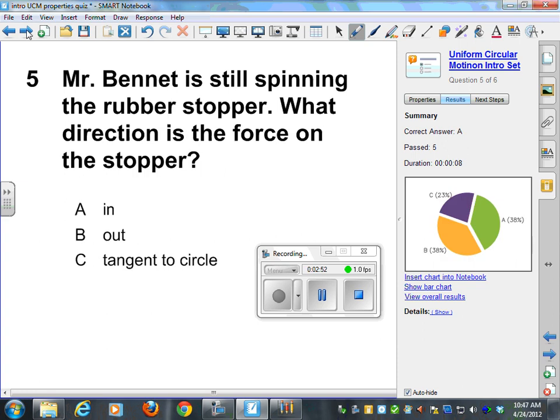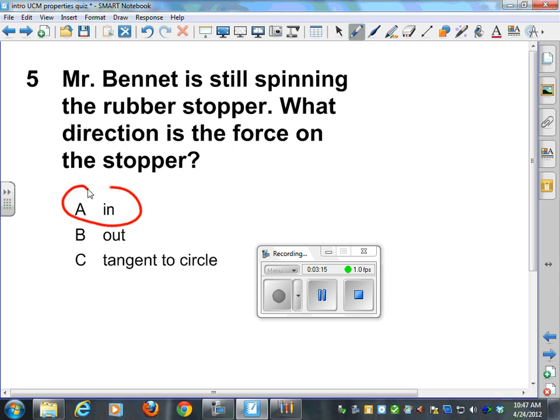Now, it's still spinning. If there is an acceleration, Zach, there must be a force. Newton says that forces cause accelerations, right? So if there is an acceleration, there must be a force. What direction is the force? Is it in, is it out, or tangent? Correct answer is A. It is in. The direction of the force is directed in towards the center.